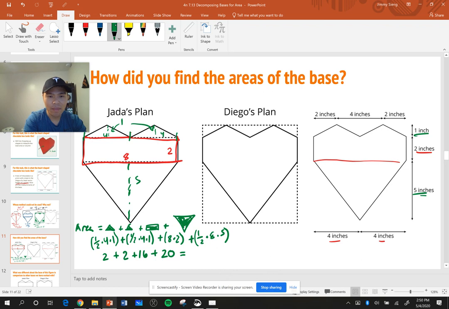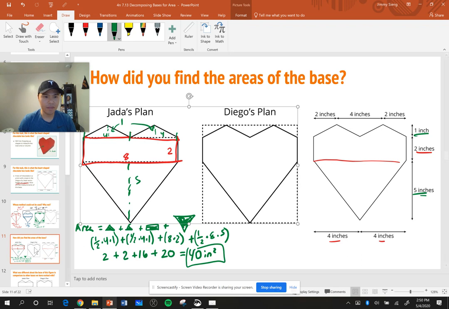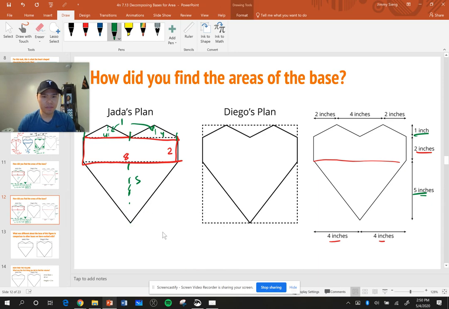Add that all up, that should give you a total of 40 inches squared. Okay, so that is going to be my area of Jada's plan. Okay, so if I was to use Diego's, let's go ahead and make a new one of this. Let's make a new screen.